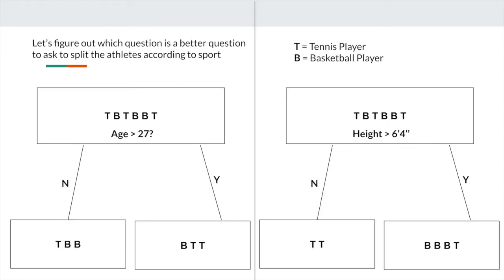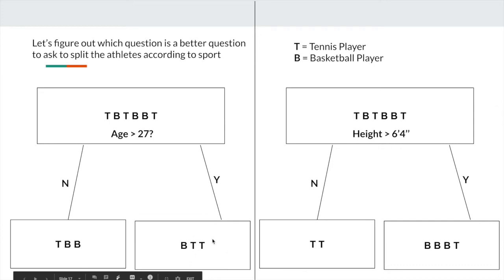So let's say that we have a task where we're trying to categorize different athletes given some features about them. Let's figure out, given some characteristics, whether an athlete is a tennis player or a basketball player. This is only a one-level decision tree. In reality, most decision trees have a much larger depth. You can keep asking questions.